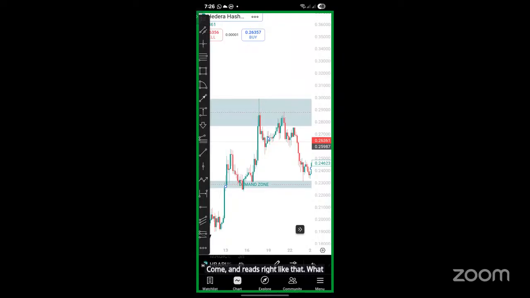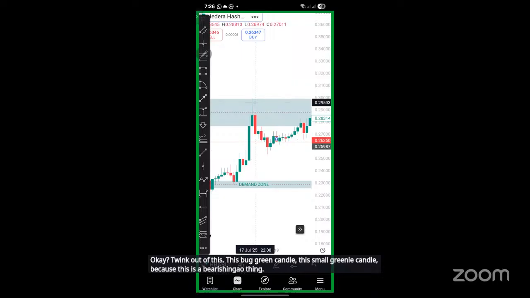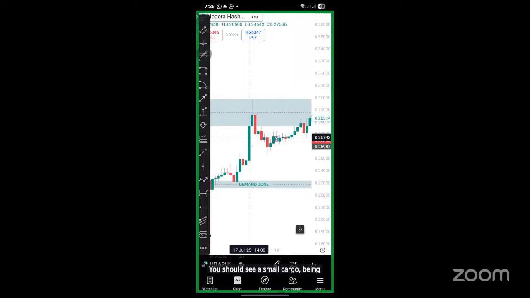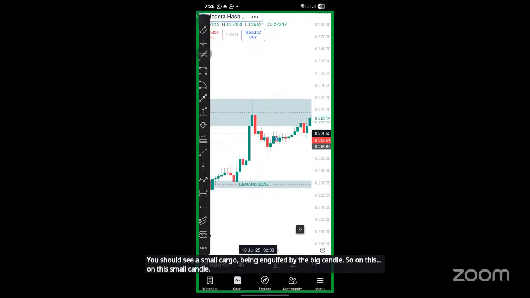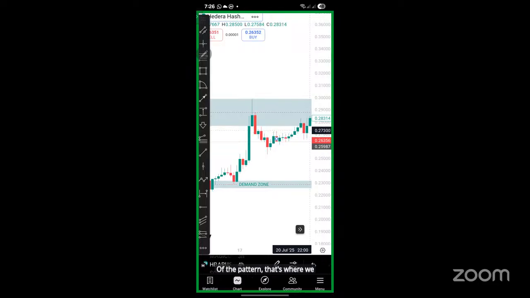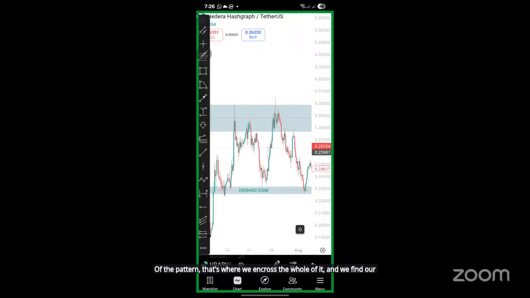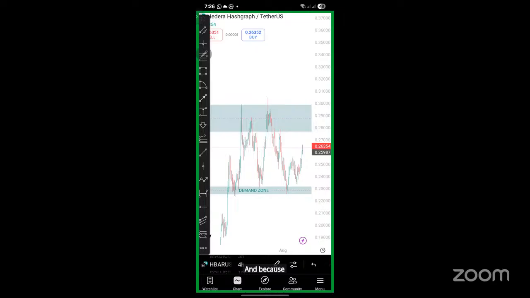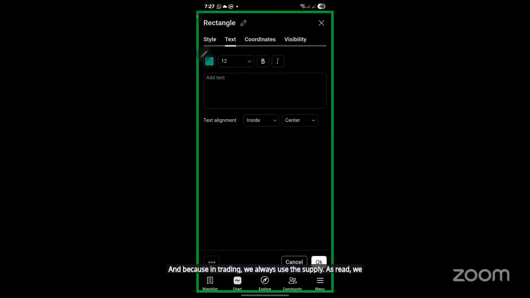What do I want? I want price to engulf. I want what I've drawn to engulf this small green candle, because this is a bearish engulfing. You see a small candle being engulfed by the big candle. So on this small candle of the pattern, that's where we enclose the whole of it and we find our supply zone.